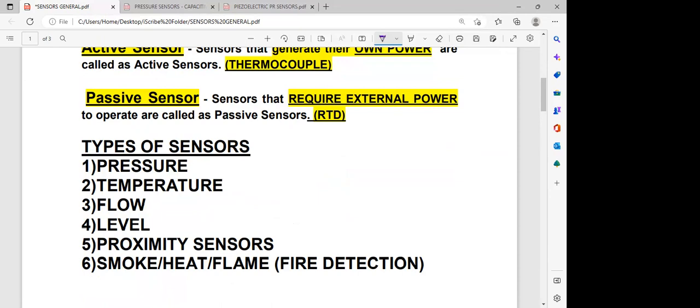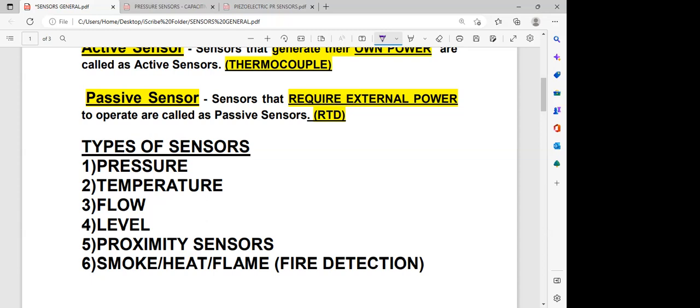So the types of sensors that we will be discussing: pressure sensor, temperature sensor, flow sensor, level sensors, proximity sensors, and then your fire detection sensors of smoke, heat, and flame.